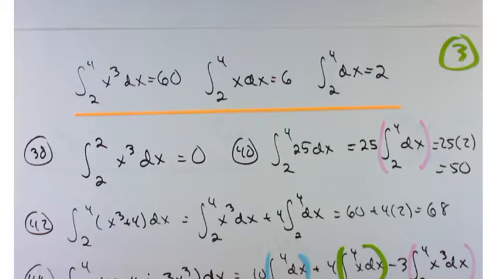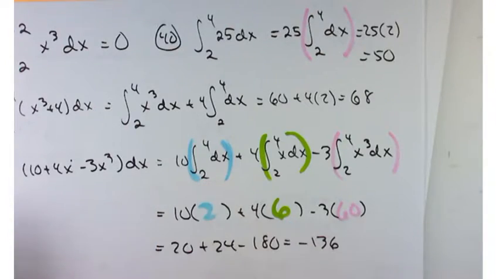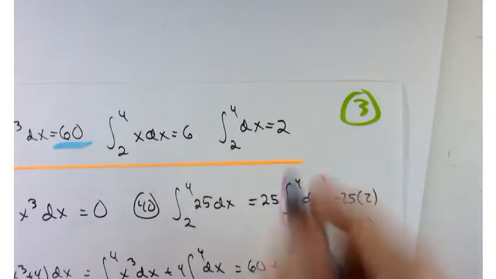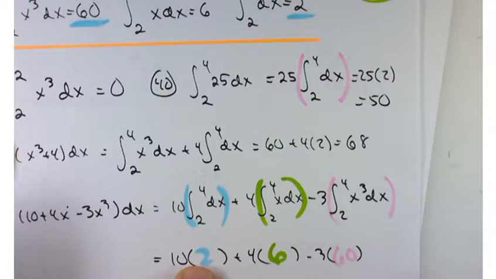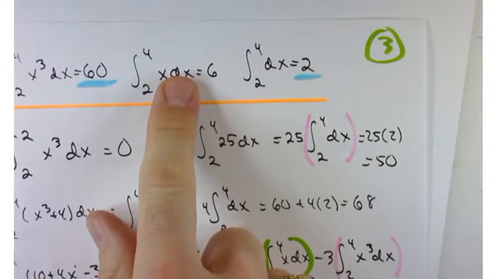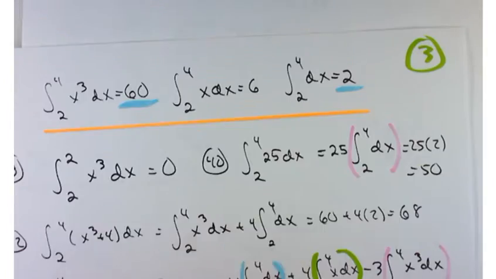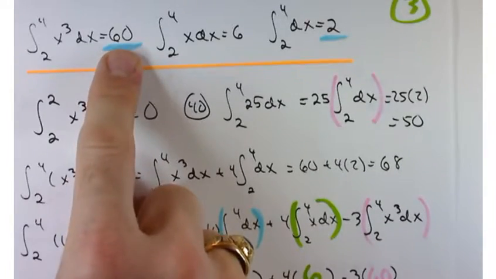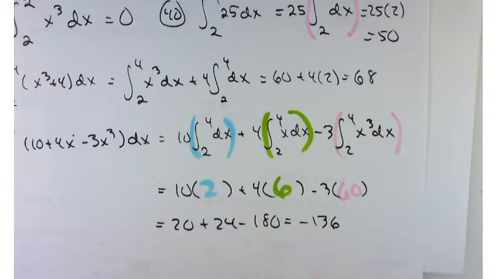So the first one was 60. I substituted in, first one was 2. I substituted that in here. The next one was for x dx was 6. I substituted that in here. The last one was the 60. But all those values were given, and then I just substituted them in here respectively. That makes sense. But what about the capital one, number 38? Where'd you get the 0 from?